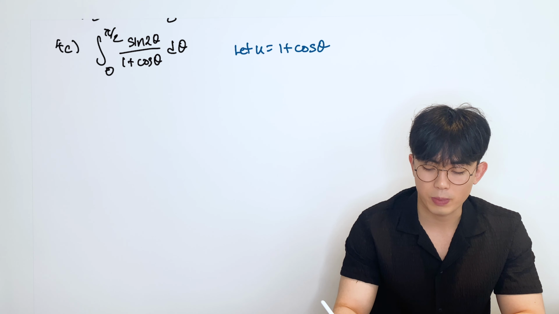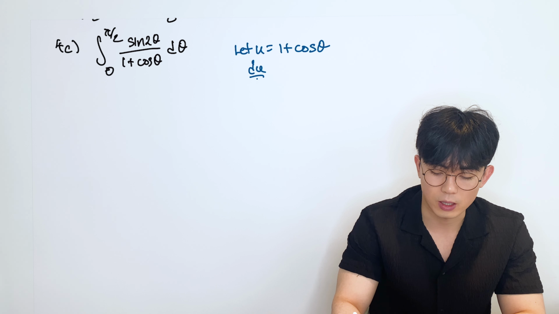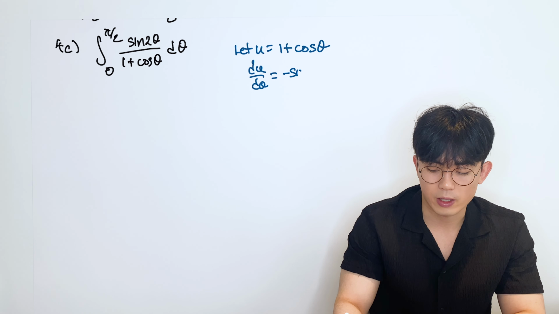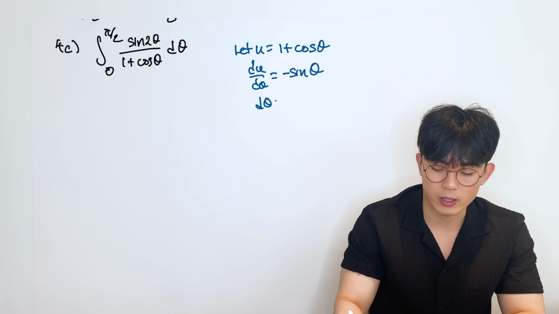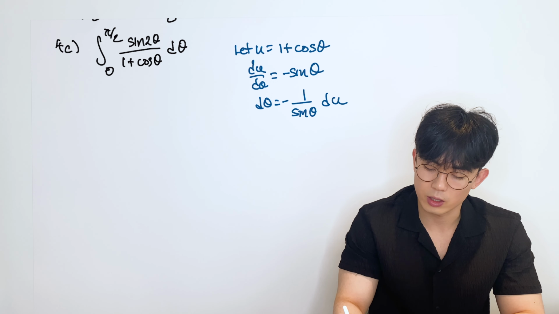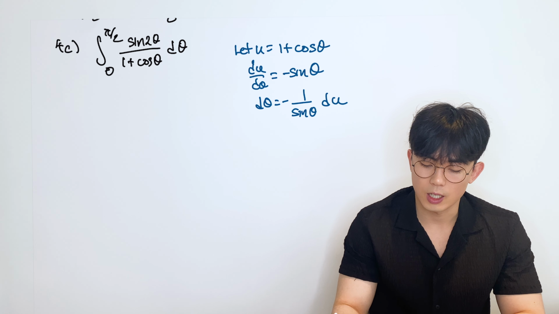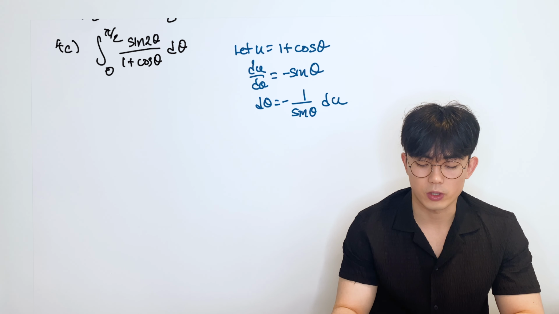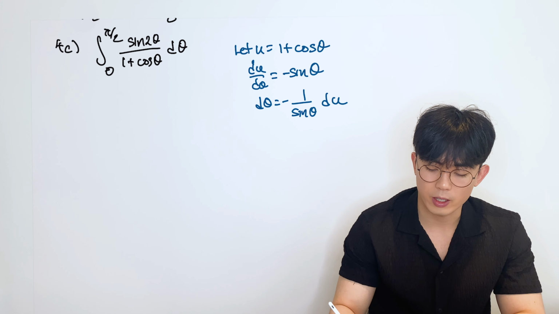Right, so I've done this now. So once again, I want to replace the d theta first. So I get du by d theta is equal to negative sine theta. So d theta is equal to negative 1 over sine theta du. We also have the limits pi over 2 and 0, right? So I'm going to replace that as well.